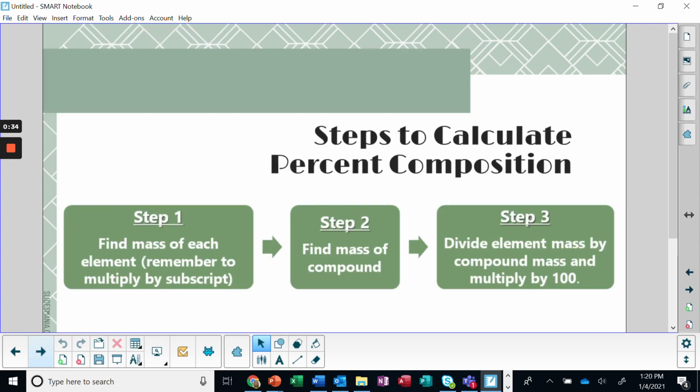So these are the steps, right? We're going to list out each element. We're going to find the mass of each element. Don't forget to multiply by the subscripts. Find the mass of the entire compound. And then we're going to plug it all into the equation that we have.